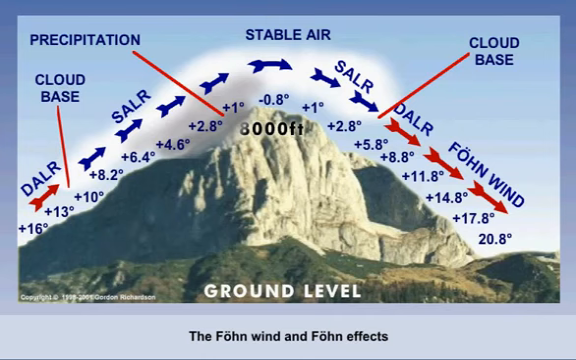A good example is found on the southern slopes of the Alps, as air flows into the Mediterranean during the winter months. We find these winds elsewhere, for example in the Rockies. There they are called the Chinooks.